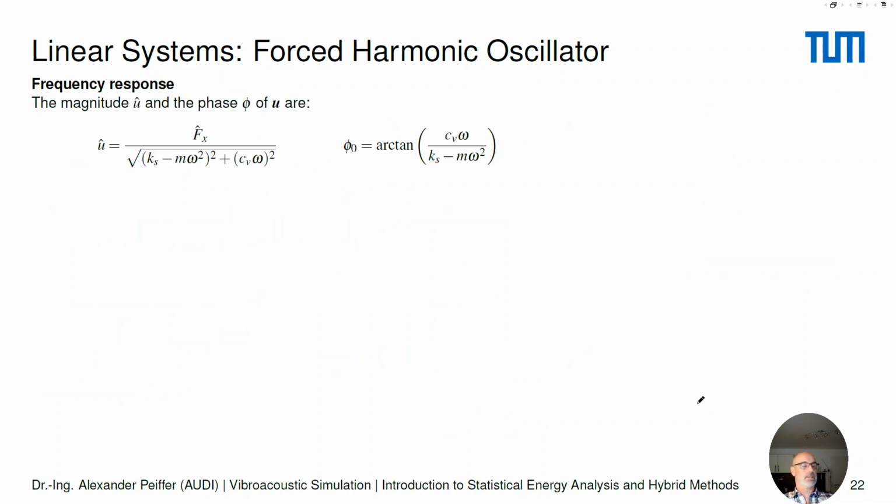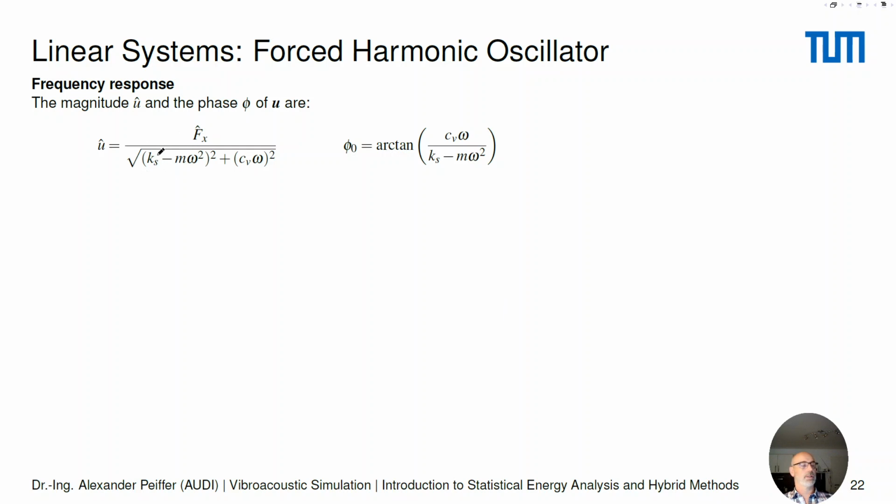So let's have a look at the frequency response. Again, we can use magnitude and phase of the displacement, and if we write the amplitude factor, we get this value, and the phase would get this value. Please note that this is always the tangent of the relationship between the damping part and, at the same time, the stiffness and mass part in the equation. And the same is true for the amplitude.